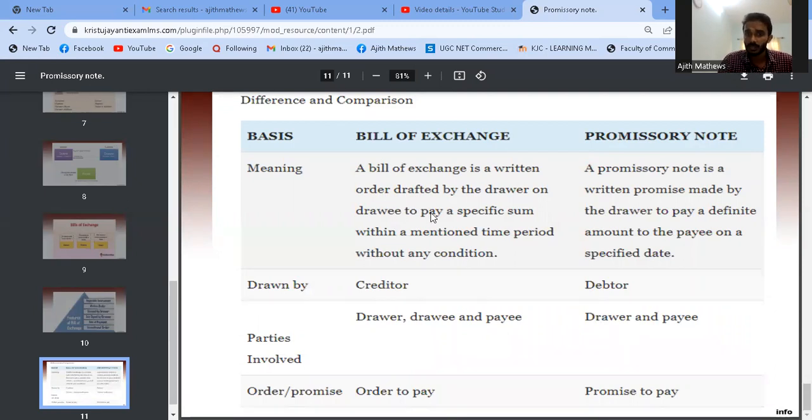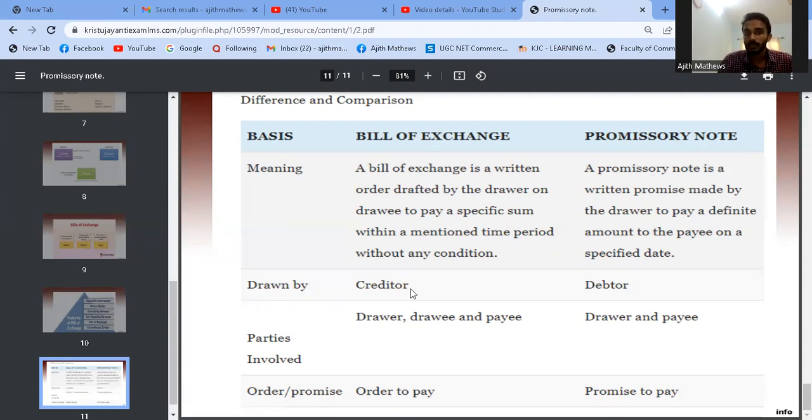Bill of exchange is a written document drafted by the drawer on the drawee to pay a specified sum within the mentioned time period without any condition. Okay. That means from the creditor to the debtor. That is bill of exchange. But promissory note is a written promise made by the drawer. Here the drawer is the debtor to pay. So he is already undertaking, I will pay a definite sum of amount on the specified date to the creditor. Bill of exchange is drawn by the creditor. Promissory note is drawn by the debtor.